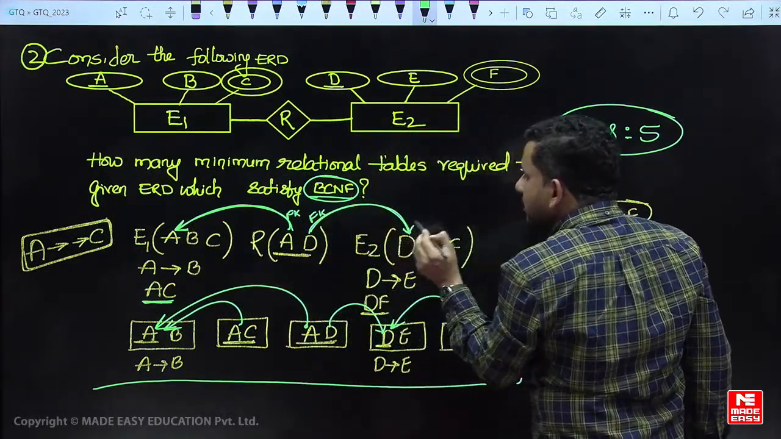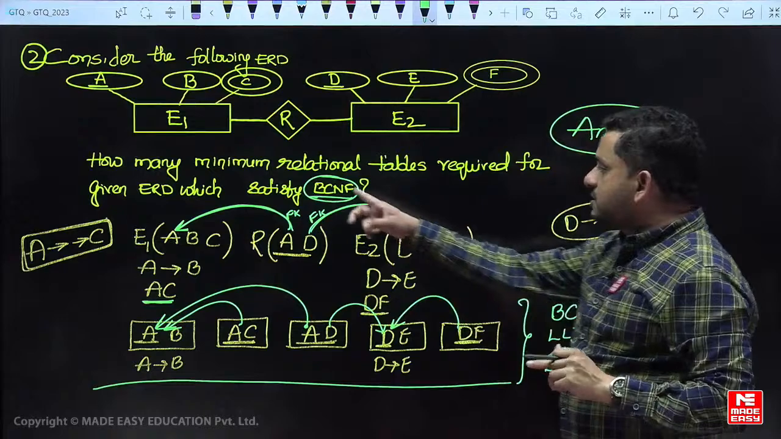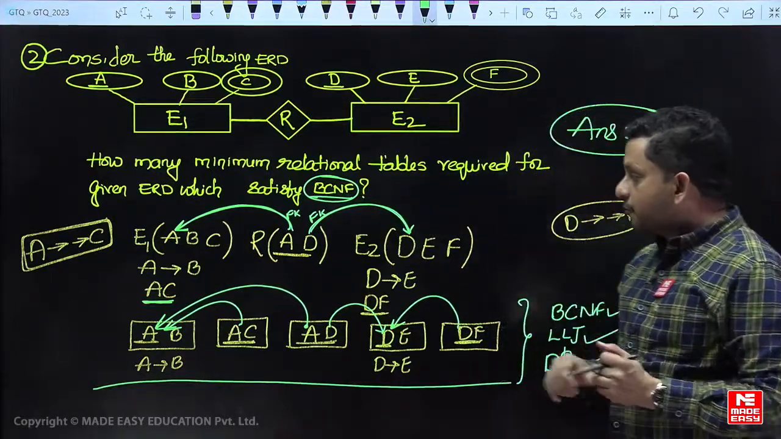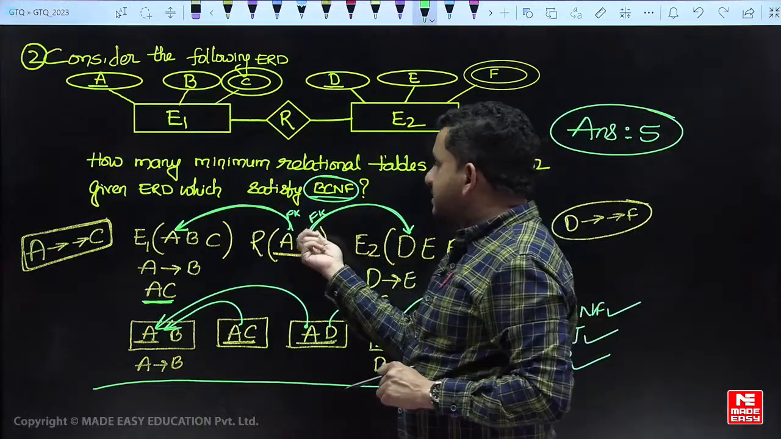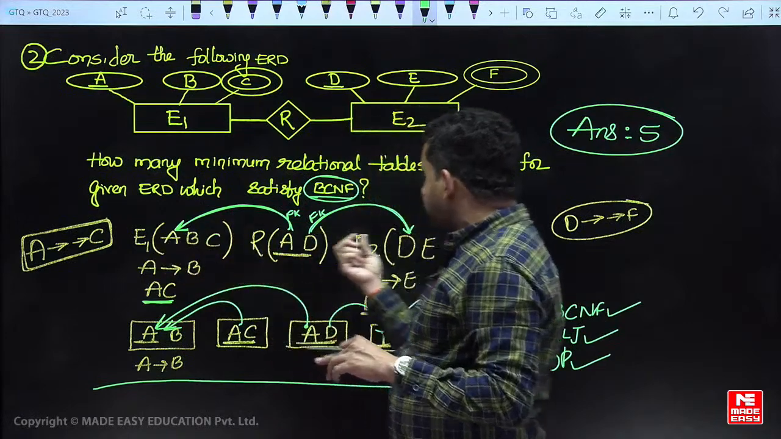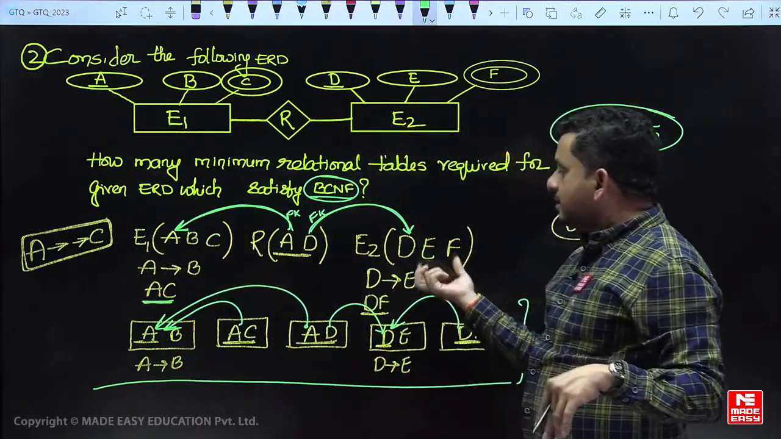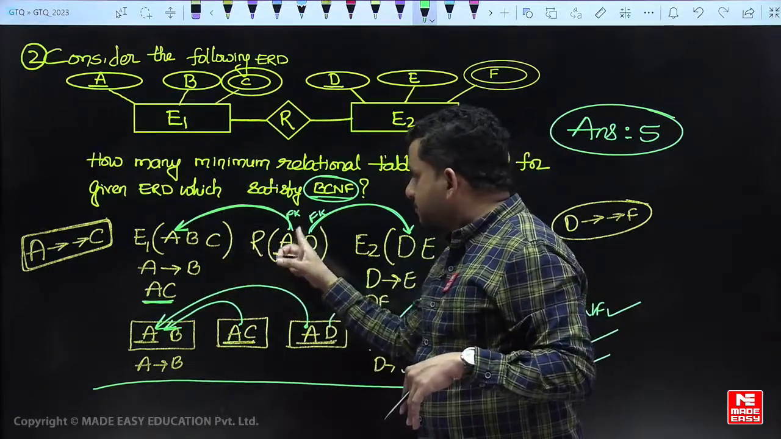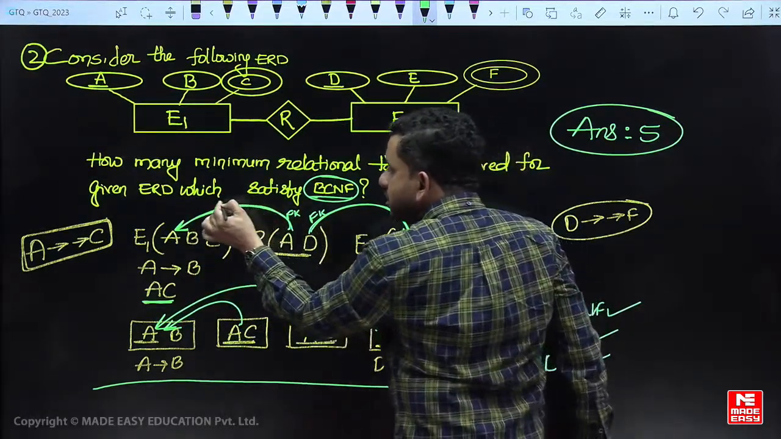Even if BCNF is not given, the answer must still be 5 only, right? If a foreign key references a case where A is already a candidate key or D is already a candidate key, then you need not decompose further. But because of this, the foreign key reference is not possible, right?